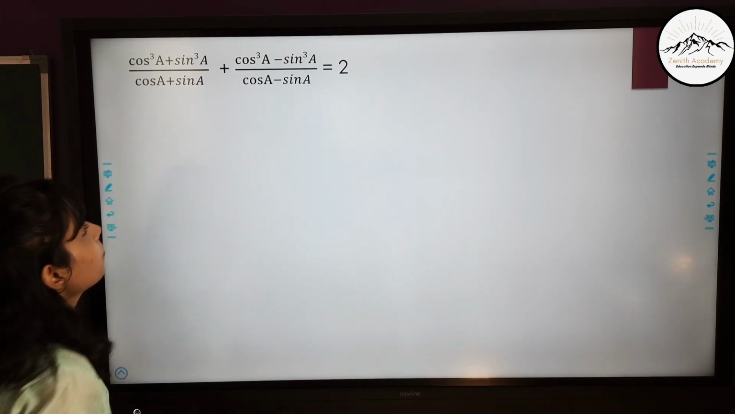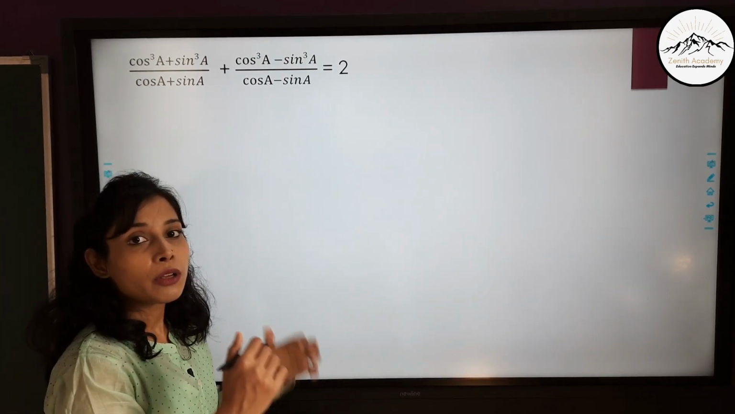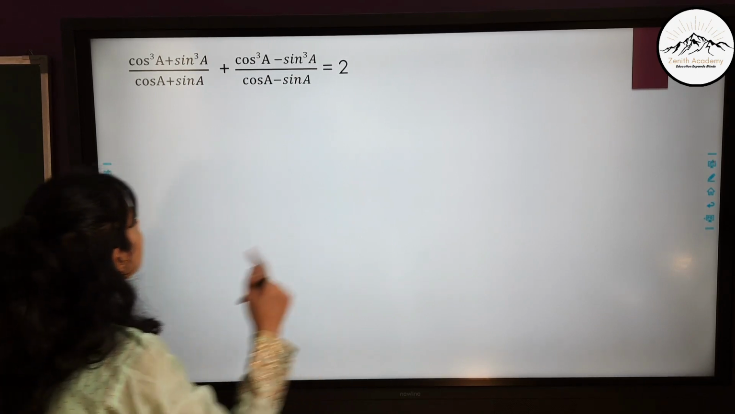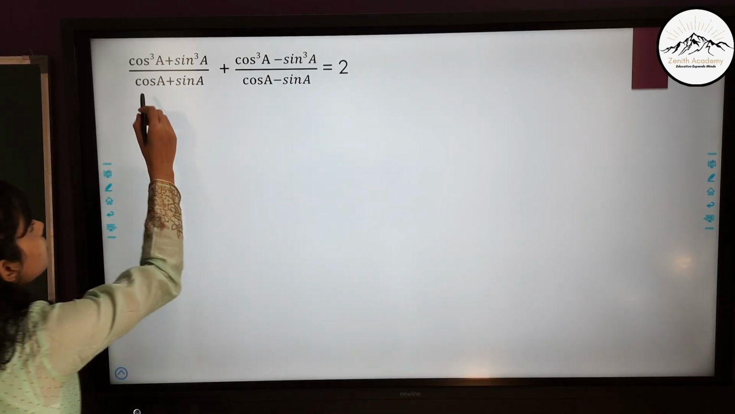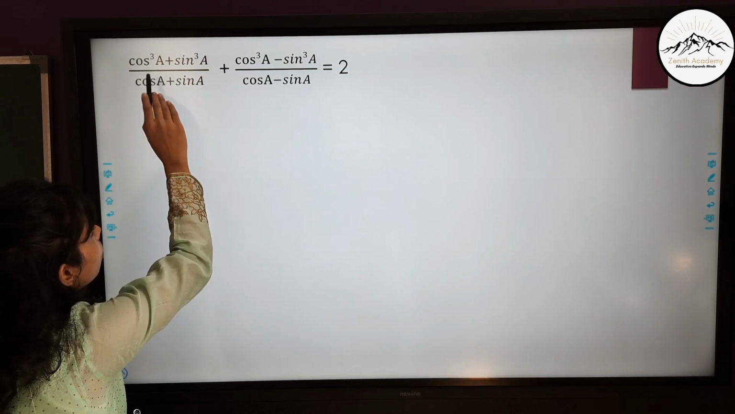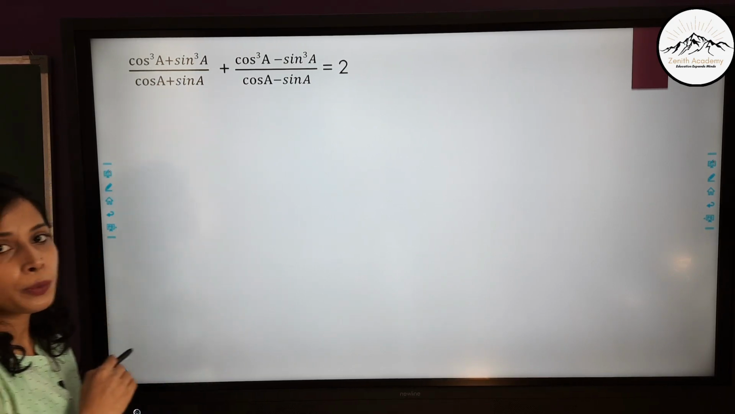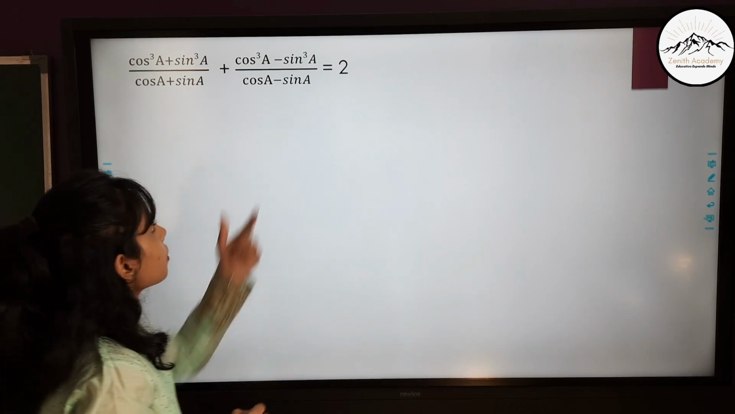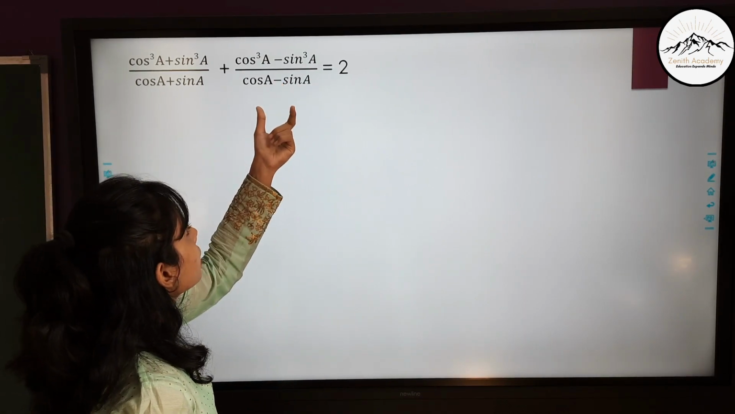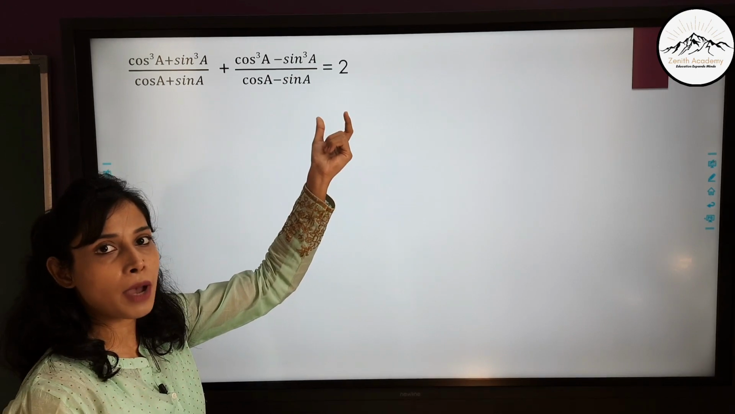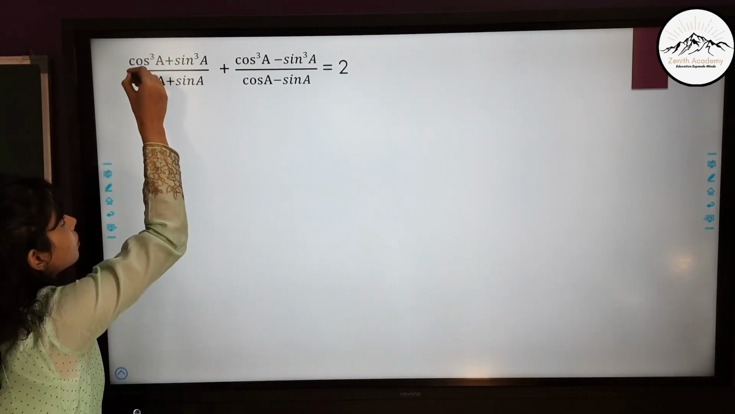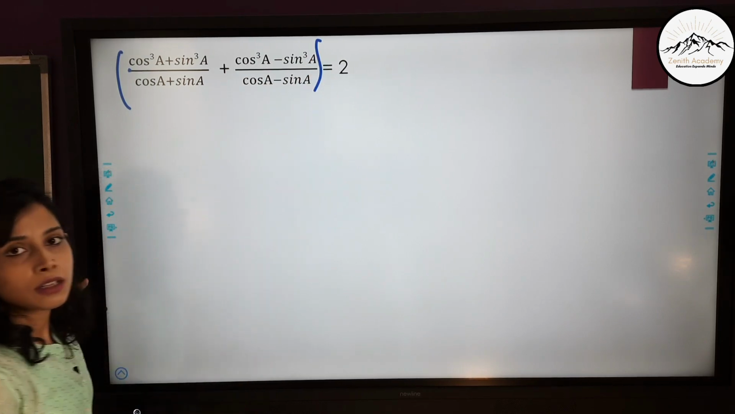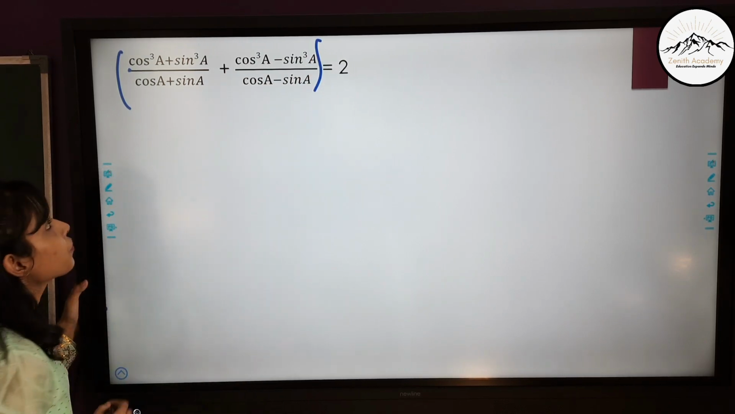Now, in this question, please be careful with the algebraic identities and the common we will take. Please see it carefully. See, what is the question? Cos cube a plus sin cube a upon cos a plus sin a plus cos cube a minus sin cube a upon cos a minus sin a. Since we are taking this LHS whole, we need to prove that this whole term is equal to 2.